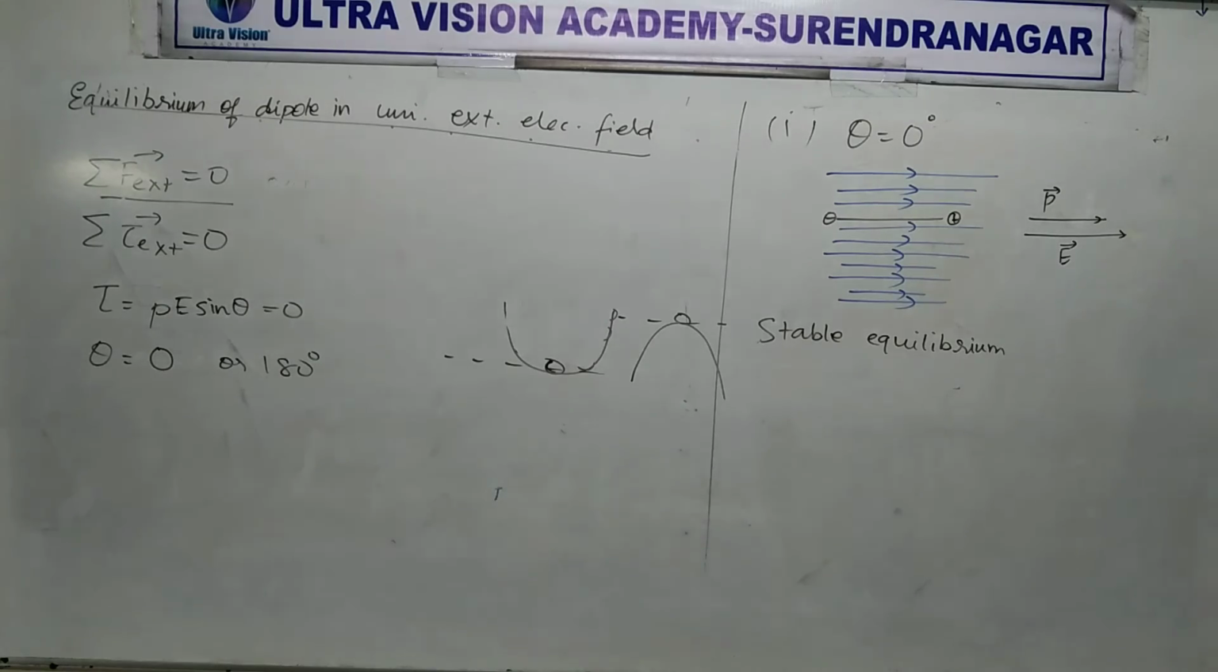If U is minimum, the equilibrium is stable. If U is maximum, the equilibrium is unstable. I'll repeat that. If U is maximum, the equilibrium is unstable. If U is minimum, then the equilibrium is stable.